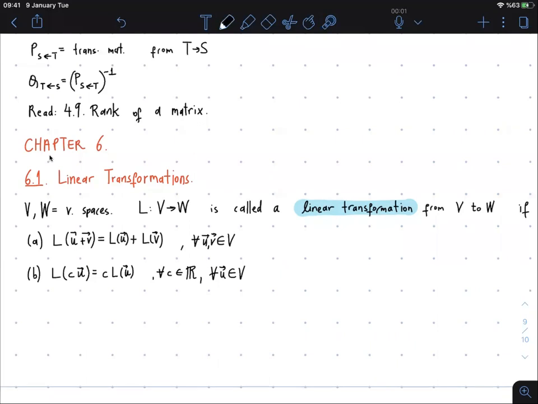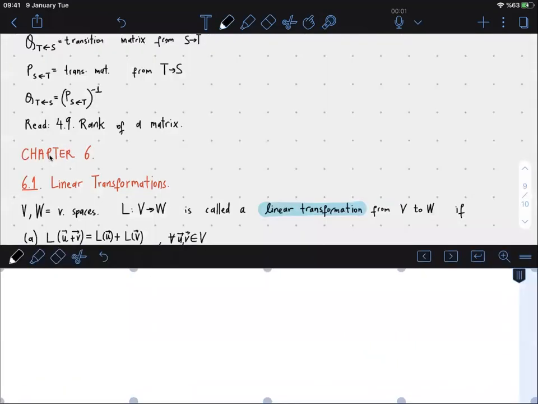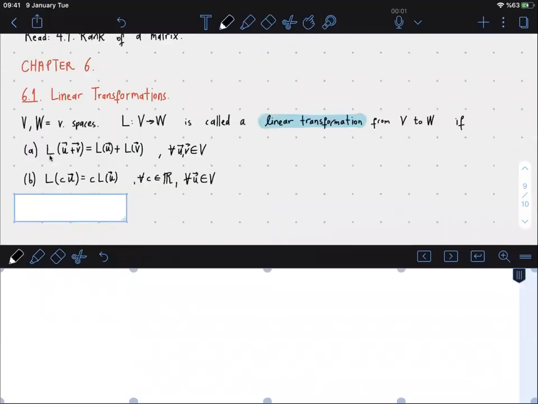No. Sorusu olan varsa sorsun arkadaşlar. Okay.